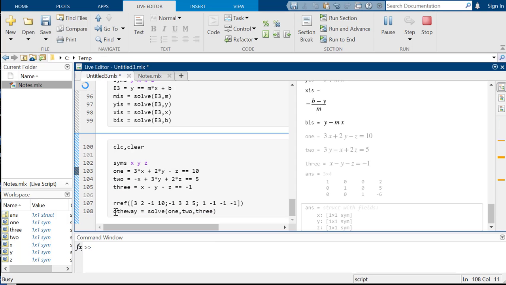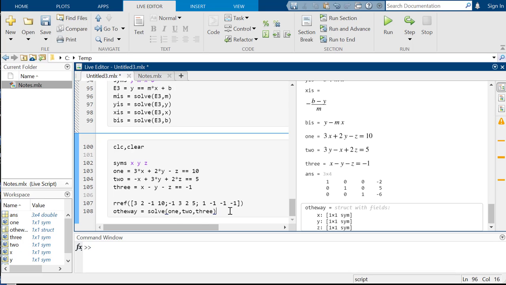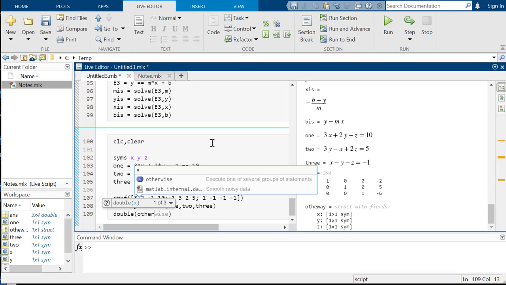Other way. So you can actually use the solve function. So solve is, again, what is called an overloaded function, where depending on what information you give into it, it's going to give you something different. So if I gave it an equation and a variable, it solves the equation for the variable. If I give it multiple equations, it solves all of the equations for whatever variables happen to be.